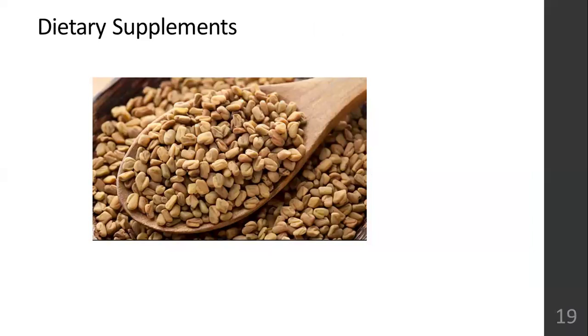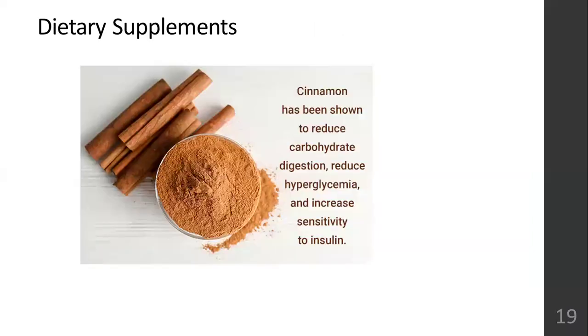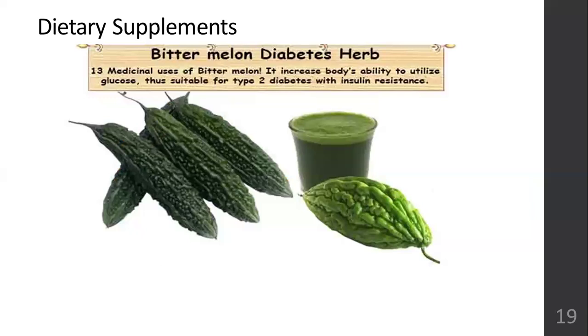Dietary supplements: you can take fenugreek seeds on a daily basis, fenugreek water and all. Cinnamon: if you're having fruits like apples, pears and all, just put some cinnamon powder on it. It can reduce the glucose absorption. So cinnamon can reduce hyperglycemia. If you are eating anything sweet, like fruits that are on the sweeter side, put some cinnamon powder on that and eat. It will control the blood glucose absorption.